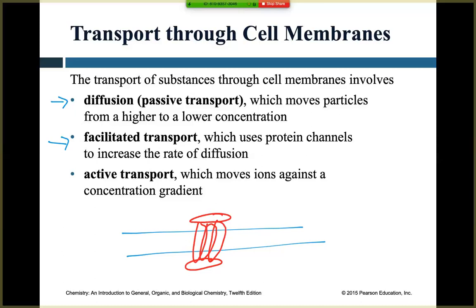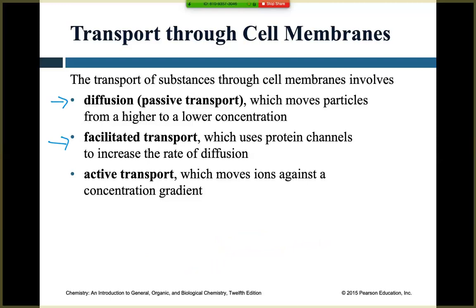Basically the idea is, it's facilitated because a protein has made a hole for whatever molecule you're looking at to pass through, but no energy is expended. And basically the shape of those proteins in that channel dictate what goes through. So it's not just like a hole and it leaks. It's a very, very defined hole. Only certain things can go through it.